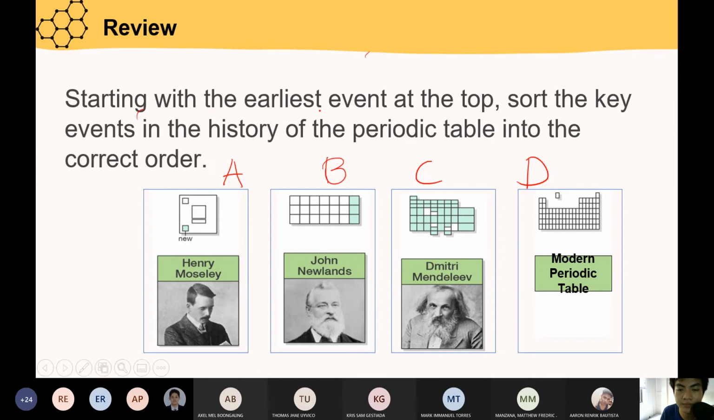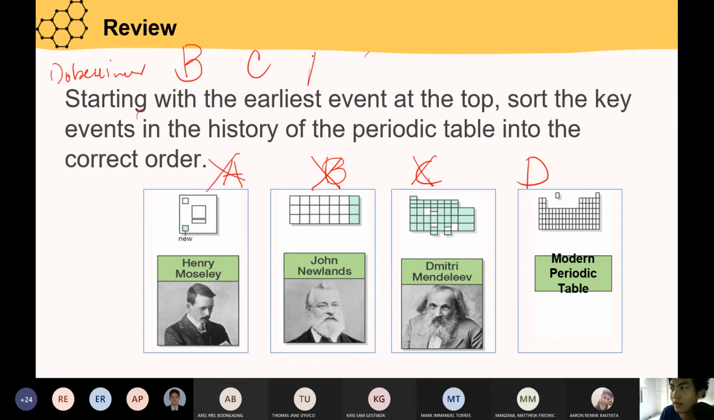Okay, John Newlands. Okay, so yes, it is B. So John Newlands first, no? But we know before John Newland, we have Döbereiner, right? Okay, so we have Döbereiner first, then we have John Newlands next. Who is after John Newland? We have Dmitry Mendeleev. There. Dmitry Mendeleev comes next. There. Who is next?